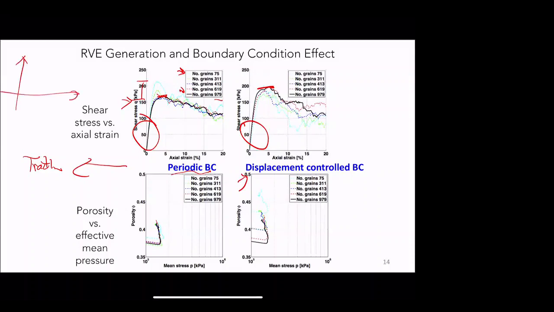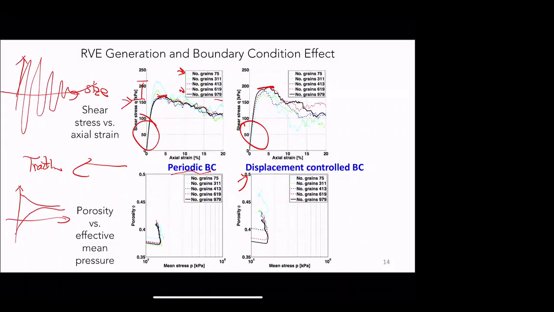So this is one of the famous figures that you can find in a lot of textbooks. As we increase the size of the sample, the RVE, the scale of fluctuations may reduce for a given boundary value problem. And also the discrepancy between solving the stress-based and the displacement-based problem tends to vanish, or at least be suppressed, as we increase the number of particles.